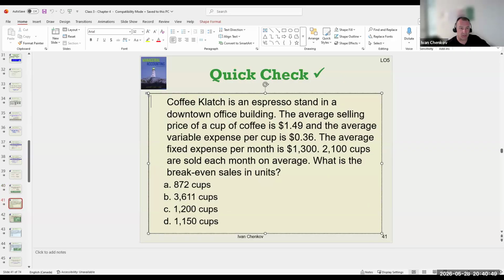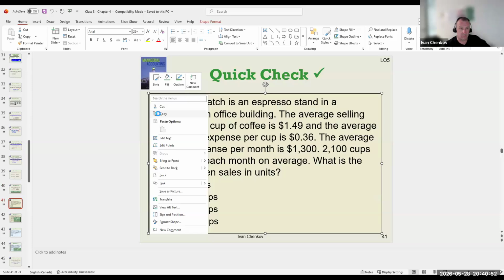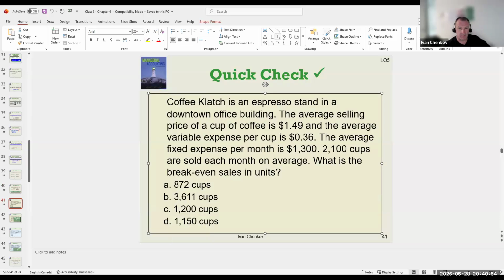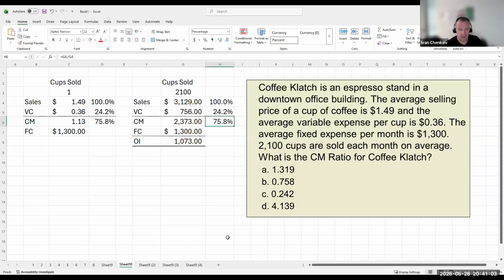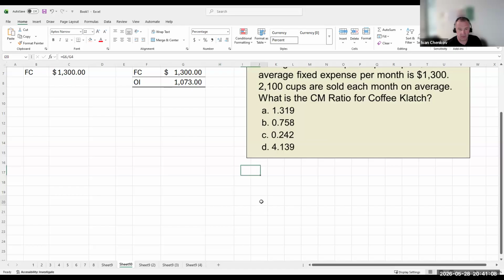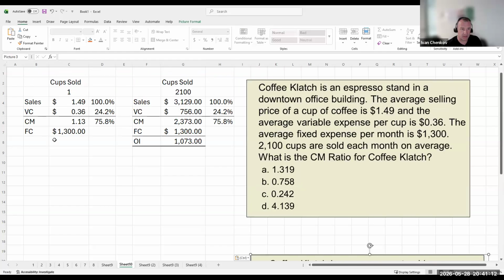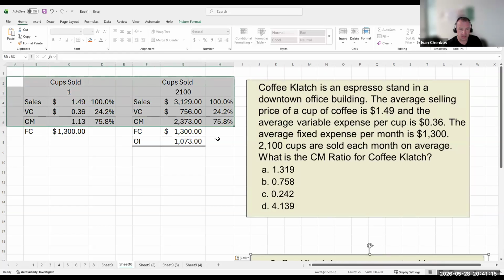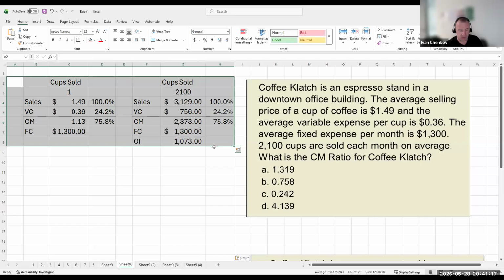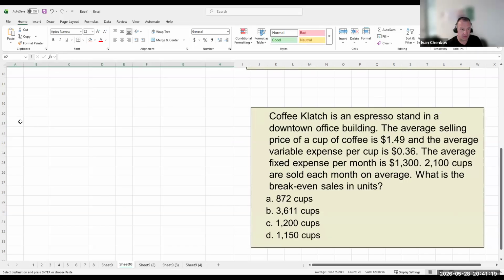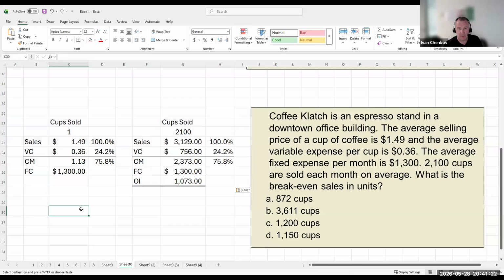So let's do our question here with the coffee. I'm going to flip back to the Excel spreadsheet. I believe this was the coffee. And once we have the coffee, let's flip to the second question. I'm going to get this structure here, the calculation that we already calculated. I'm going to put it right here to have it available.